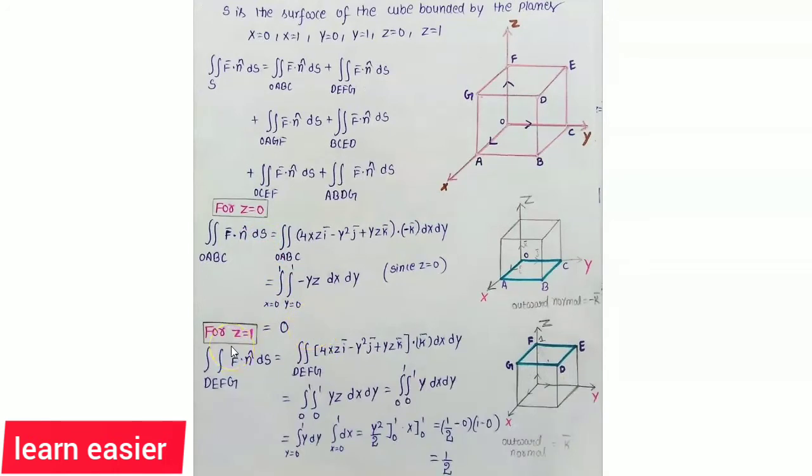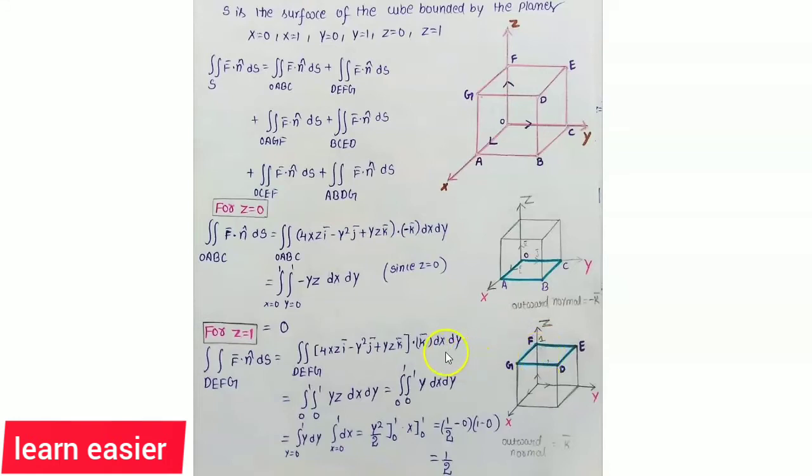Now let's take the z equal to 1 plane. So z equal to 1 means it is also in the xy plane, but it is at z equal to 1. Here you can see z is equal to 0, but we have to take it at z equal to 1. So here you can see z is equal to 1. That's why we have taken the surface DEFG. So this is the surface in the xy plane at z equal to 1. So this is also the xy plane.